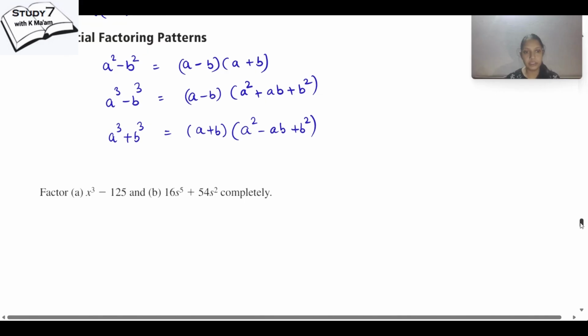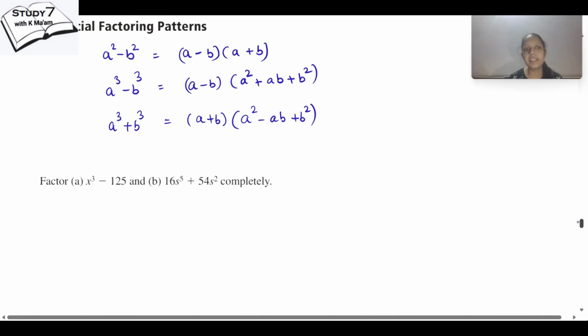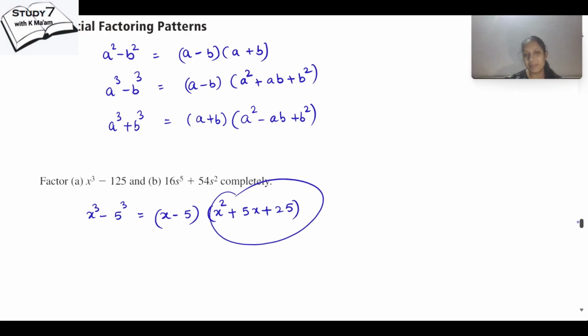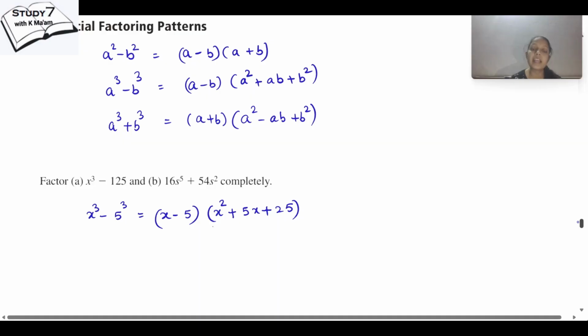So we have a question x cube minus 125. 125 can be written as 5 cube and it is a form of a cube minus b cube. I write x minus 5, x square plus 5 times x plus 5 square, 25. You can check this. This cannot be factored further. It is already in factored form. This was the A part.